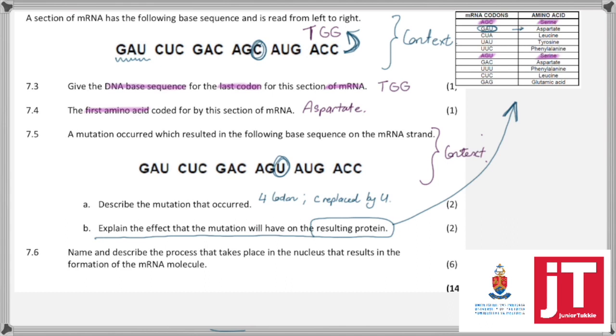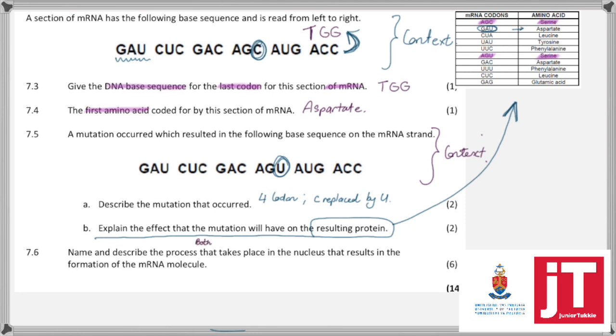So let's have a look now. How is this impacted on the final protein, or the protein that's being formed? Well, the protein is actually staying exactly the same, because the amino acid carried by each of those tRNA anticodons, complementary to AGC and AGU, is the same amino acid.